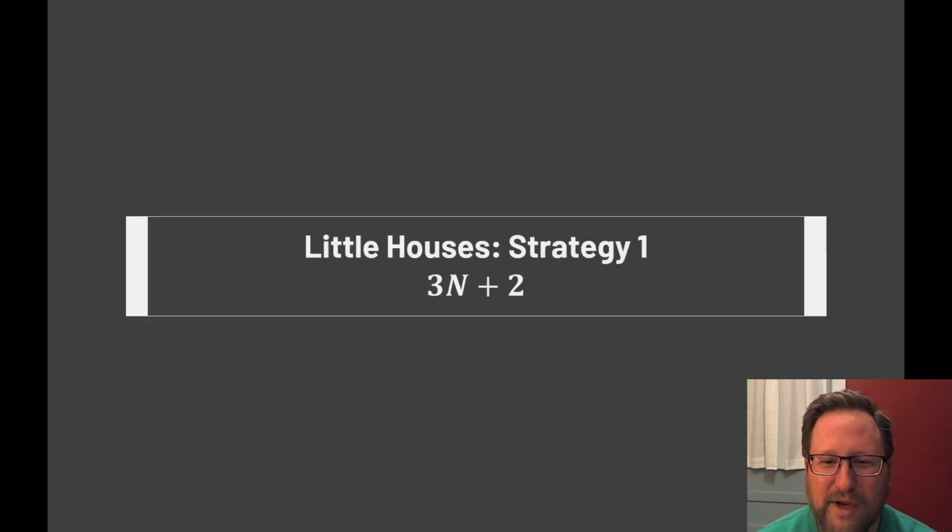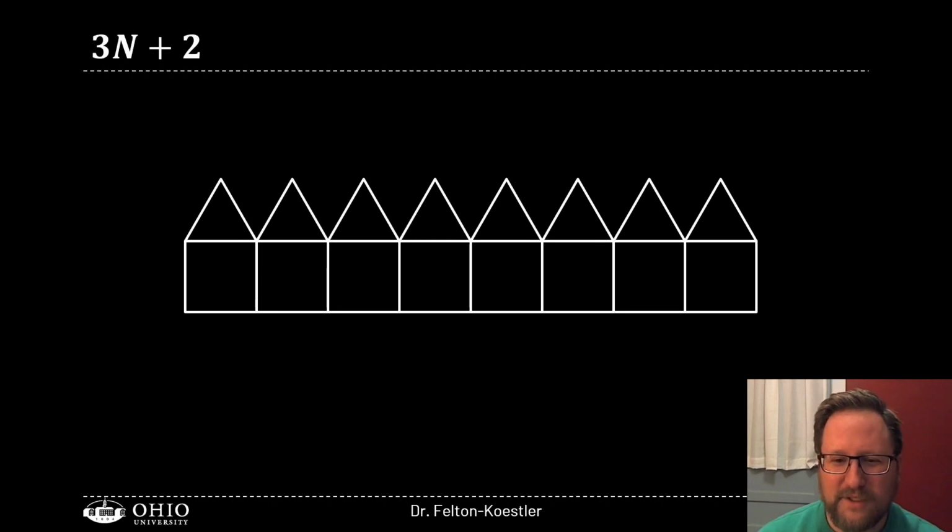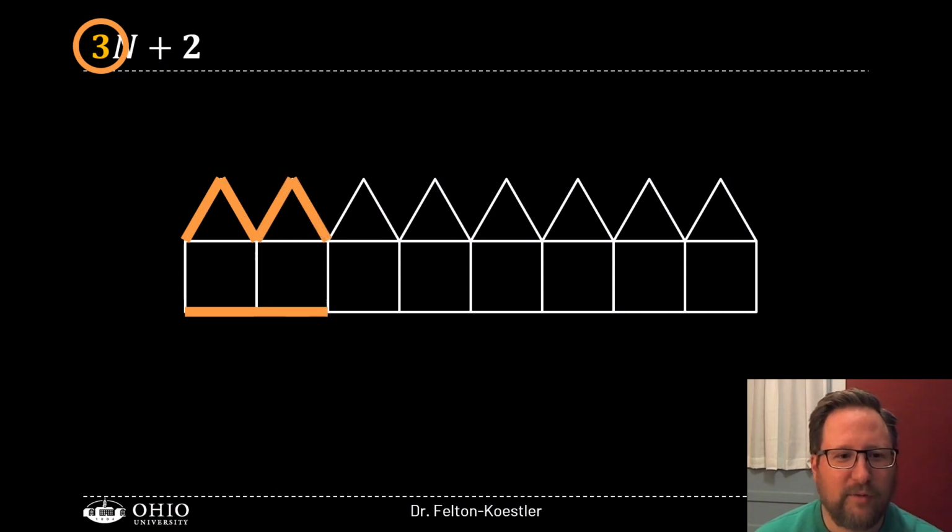I'm going to talk about 2 strategies. The most common strategy I saw was 3n plus 2. So I've got 8 houses here, but we're going to imagine it's any number of houses, and I'm going to walk through where the 3n plus 2 comes from in the image. So we've got the 3, which I'm going to highlight in orange because each house has 1, 2, 3 sides. 2 on the roof, 1 on the bottom.